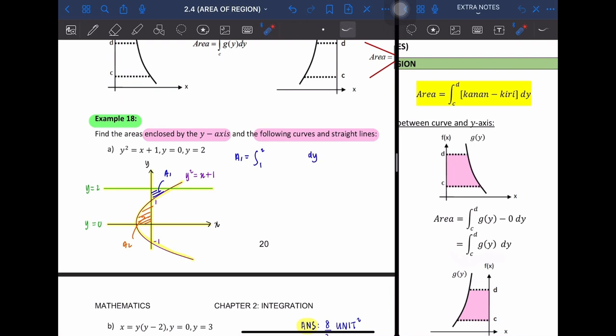And the formula is kanan tolak kiri. So daripada kanan kita akan jumpa this function first. Okay, so notice that kita pakai dy, kan. So the function here must be in terms of y. Okay, so for this one, kita kena rearrange the equation untuk dapatkan function x kita.